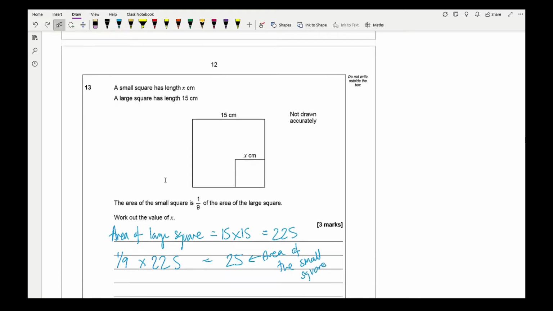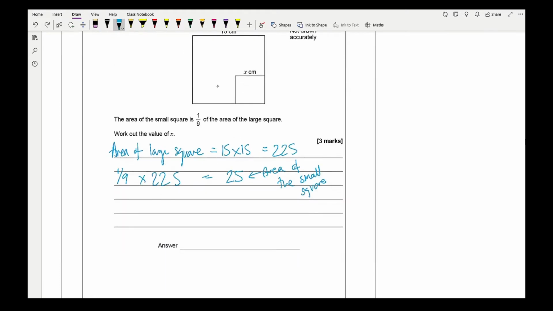So to work out the length of x, x is going to be the square root of 25, which therefore is 5 centimeters, and there is my final answer.